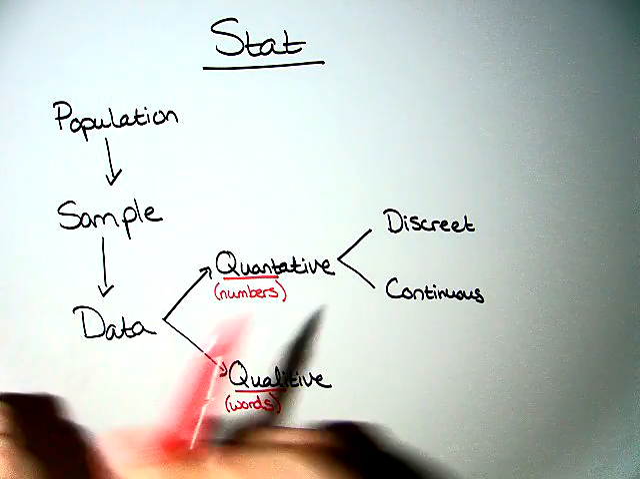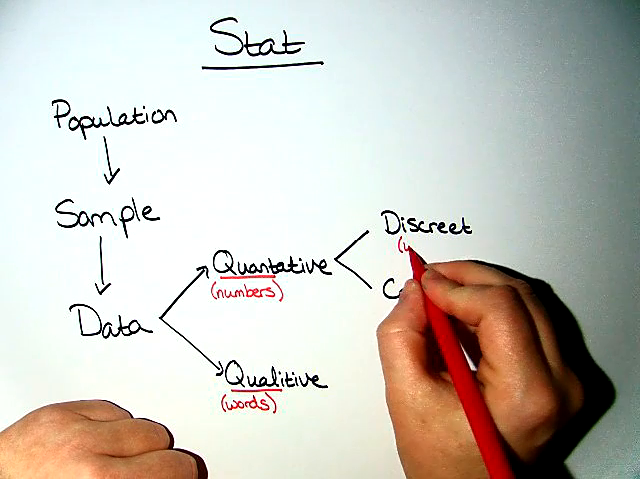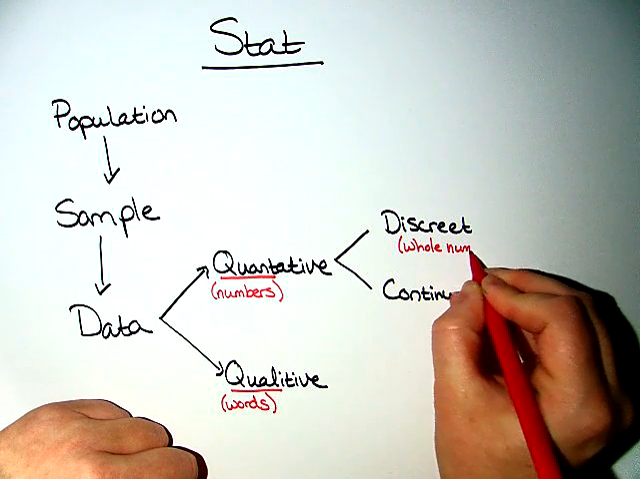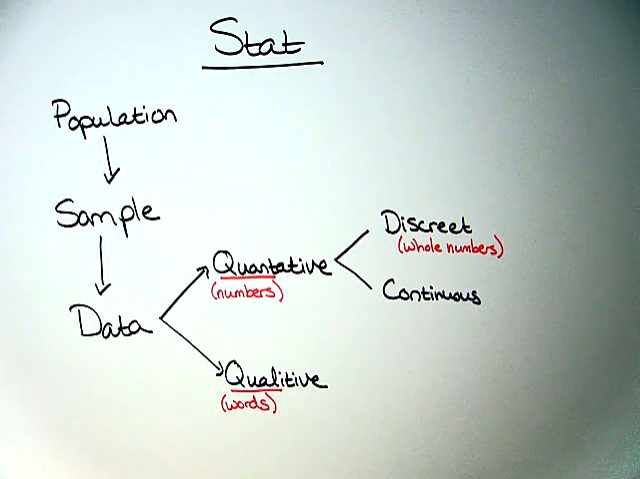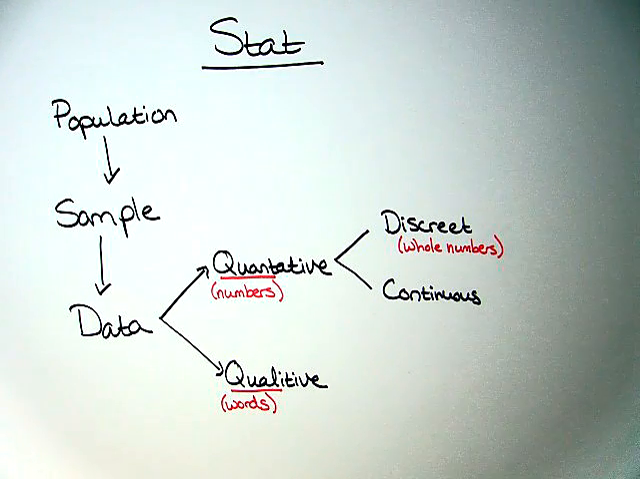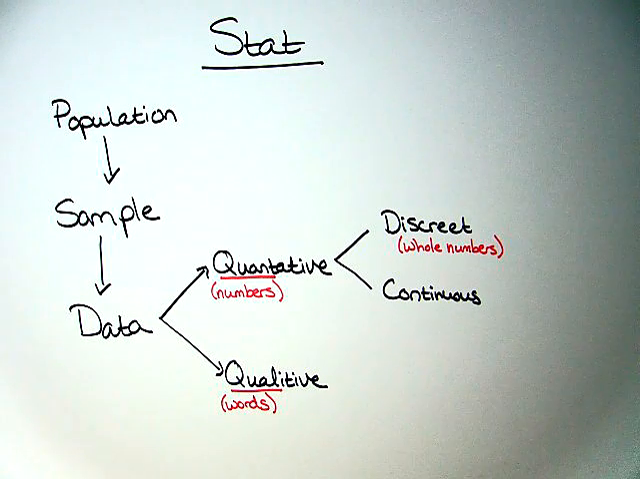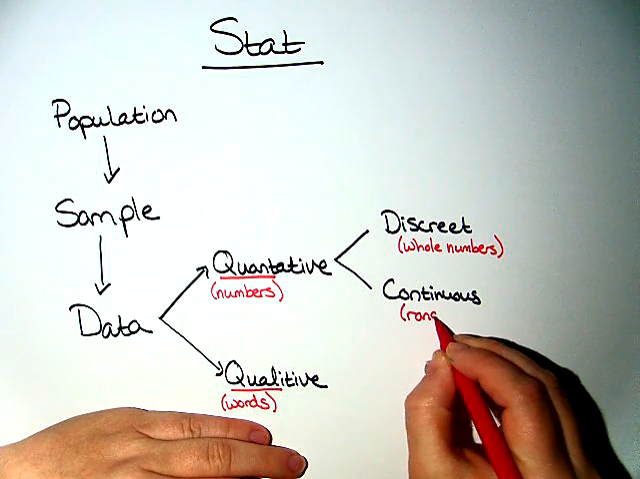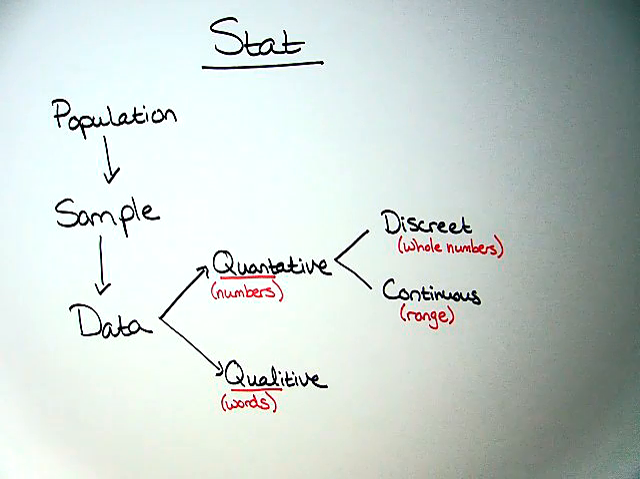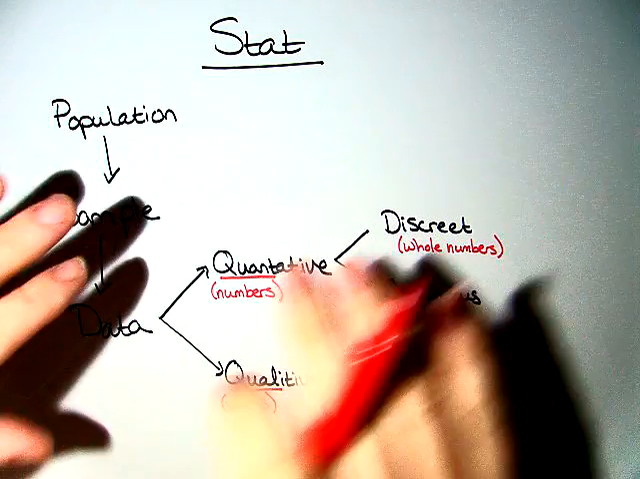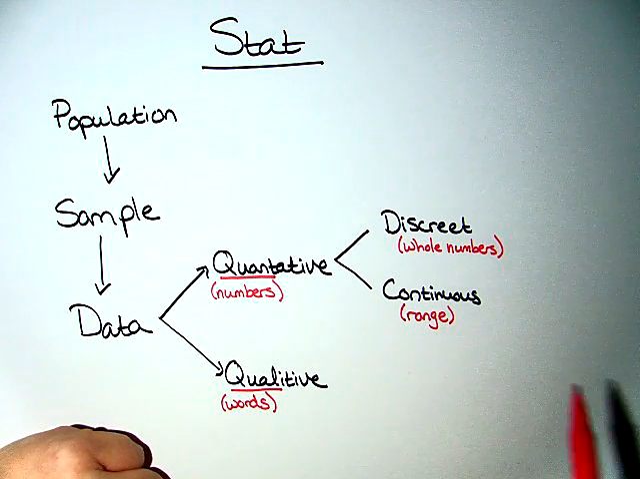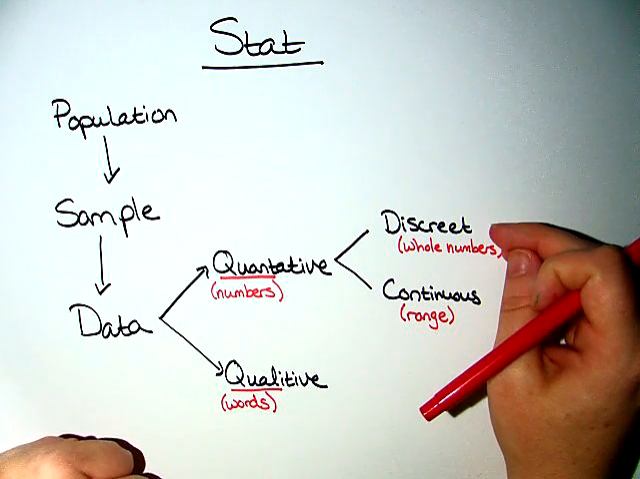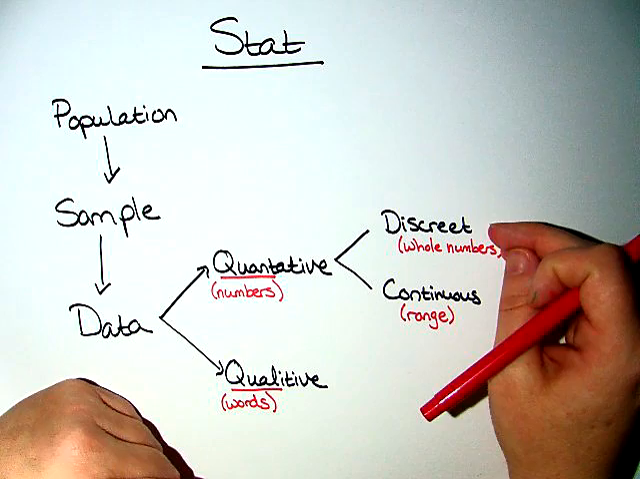Now, with discrete, you're looking at things that can only be whole numbers, such as the number of people in a family. You cannot have 3.3 people in a family. However, with continuous, you're looking at things that fall under a certain range. For example, if I ask how many people are 180 centimeters and we pull up everybody that's 180 centimeters, they will all have slightly different heights because it is a continuous measurement. So things like speed and height and weight are continuous. Things like the number of people in a house are discrete.